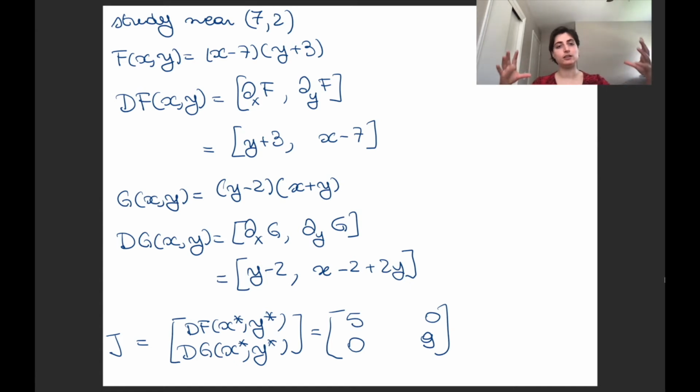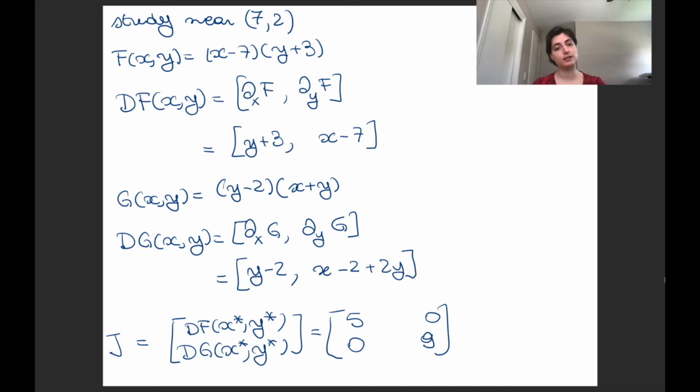And we can study the linear behavior near either of these points. For example, we can take the point 7, 2. We have f of x and y being (x minus 7)(y plus 3). So we take the derivative of f. The full derivative means that it's a 2-element vector in which in the first element we have the derivative of f with respect to x, that is y plus 3, and in the second element of the vector we have the derivative of f with respect to y. This is x minus 7.